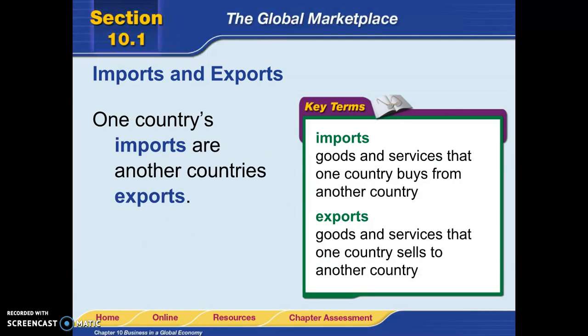Here we go, imports and exports. That's what I was referring to earlier. One country's imports are another country's exports. So imports are goods and services coming in, whereas exports are goods and services going out. So exports we sell to another country, imports we purchase from another country.